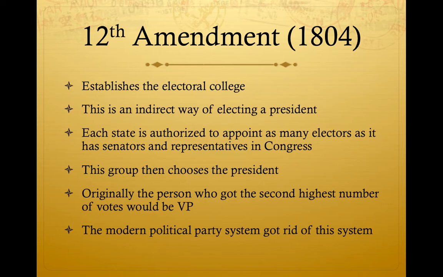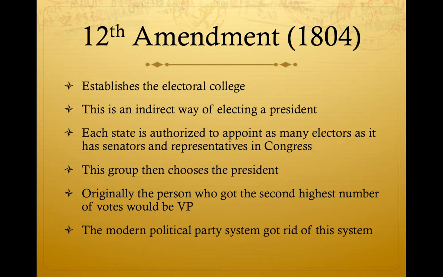Each state has a number of electors equal to its senators and representatives in Congress. This group then casts a vote called the electoral vote that actually chooses the president. Our popular vote picks the electors and tells the electors what the people of Ohio think should happen. But technically, the electors do not have to vote with the people.